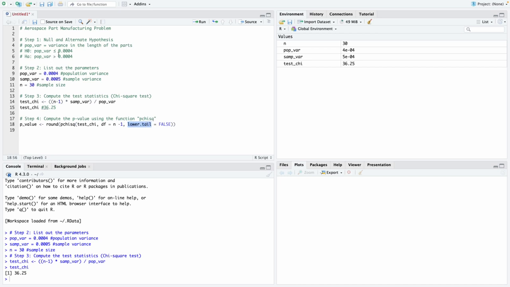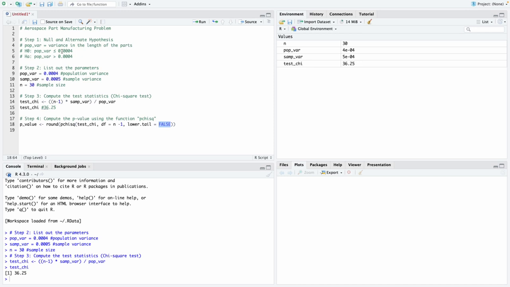If this was less than, then what you would have here would be true. Please take note of that. If your alternate hypothesis was less than, then your lower.tail will be true. Because it is greater than, our lower.tail is false, taking into consideration that this is an upper tail test.